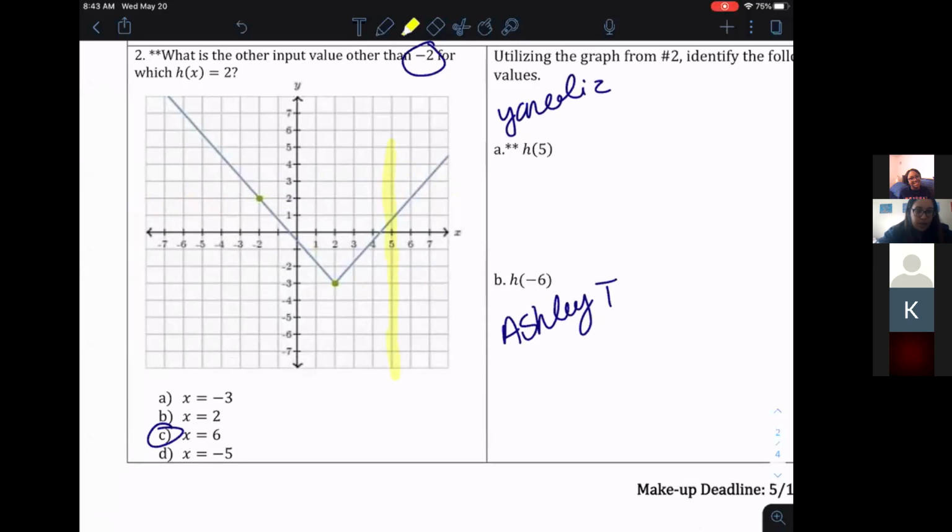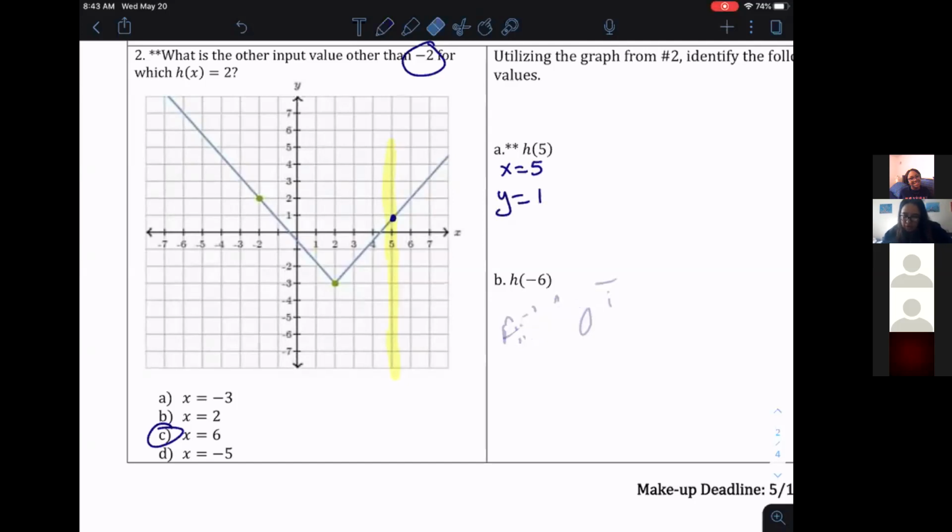Okay, Ebony, can you take this one for us? H of 5, what do we know? What do we need? For H of 5, we know the input, which is 5, so we need the output, and I got that y equals 1. Yep, it's close enough to 1. We'll say y is 1. Beautiful, great job, Ebony.